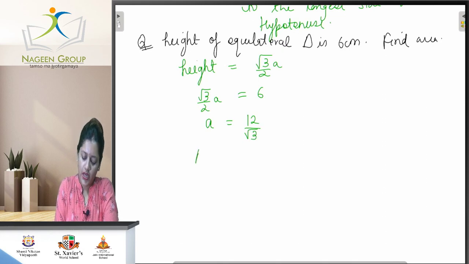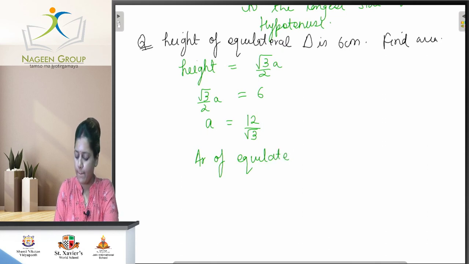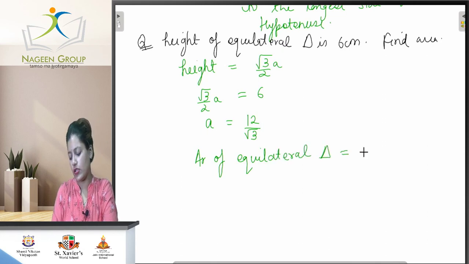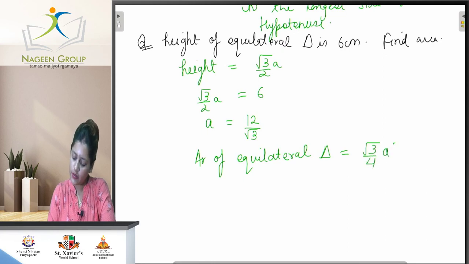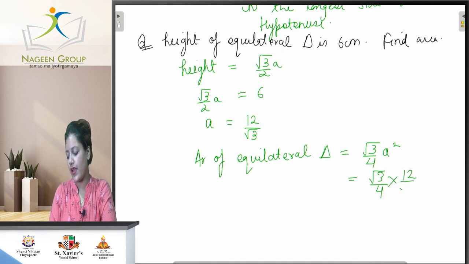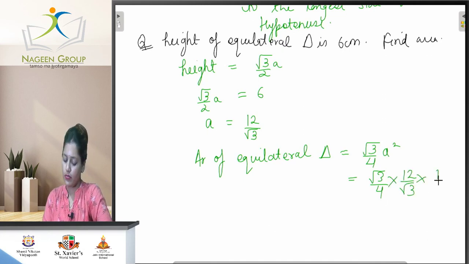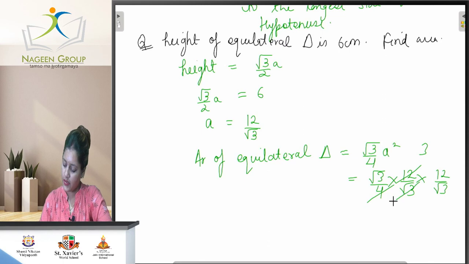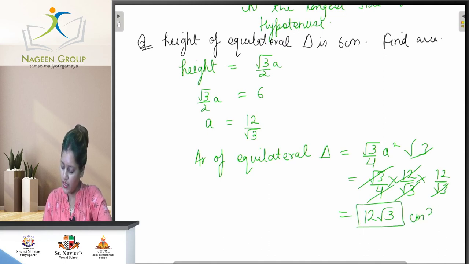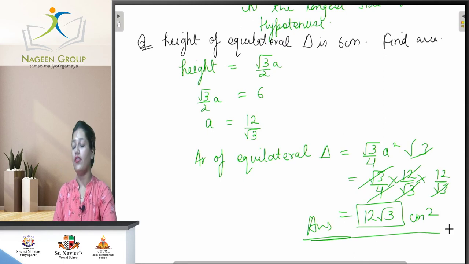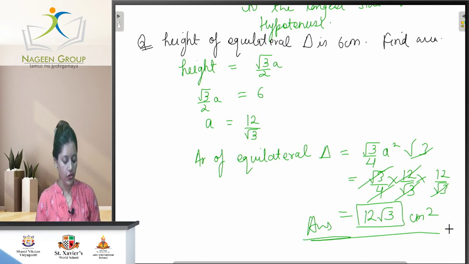Now you have to use the area of an equilateral triangle, which is root 3 by 4 a square. So now you have to put the value of a here, that is 12 by root 3 into 12 by root 3. Now 4 3s are 12, 3 and 3 cut, root 3. So the answer is 12 root 3 centimeter square. This answer shows you the area of the equilateral triangle.